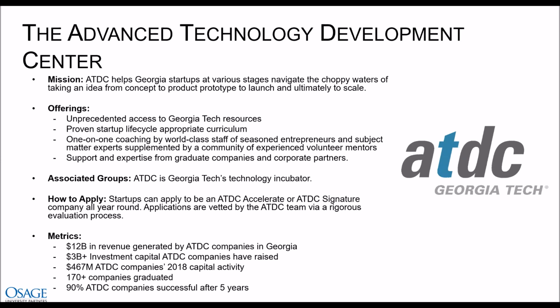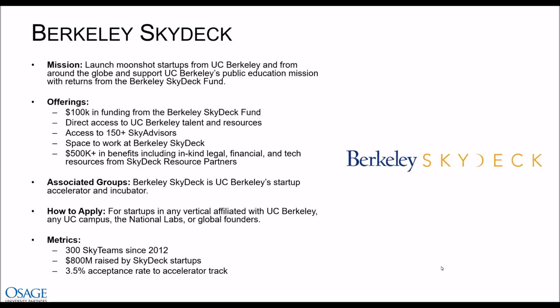Great. Thank you so much, John. Caroline, do you want to give a description of Berkeley Skydeck? Sure. Berkeley Skydeck is UC Berkeley's startup incubator and accelerator, so we do both. In our accelerator track, we host about 20 companies every 6 months. We give them $100,000 in funding from our private dedicated venture fund, the Berkeley Skydeck Fund. And as a UC Berkeley program, we give those startups access to the talent, the technology, labs, and resources that are part of UC Berkeley.